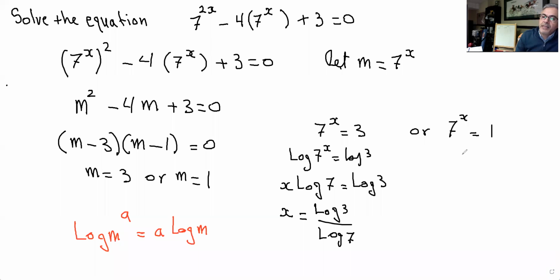And here it's much easier because 7 to the power of x equals 1. Therefore, x equals 0, because anything to the power of 0 gives you 1. So x here is 0.